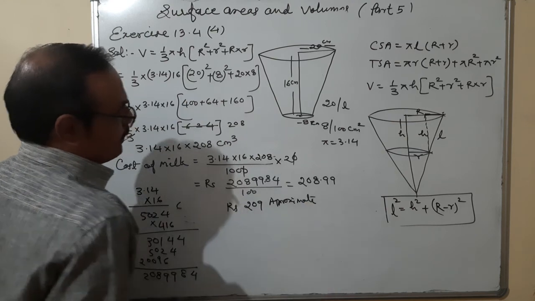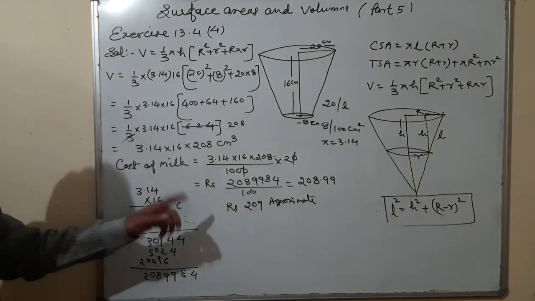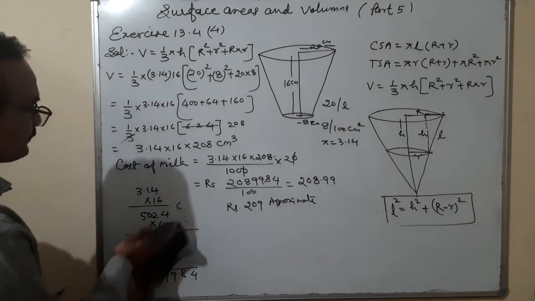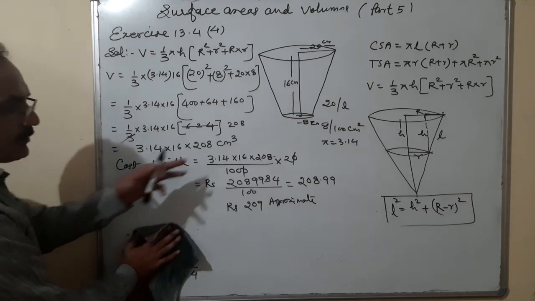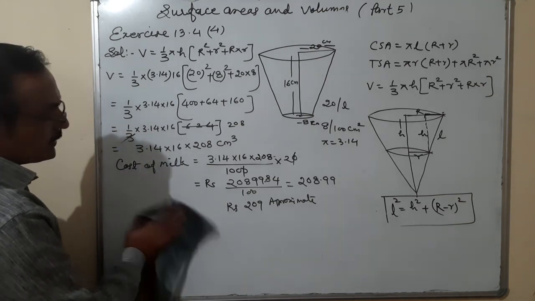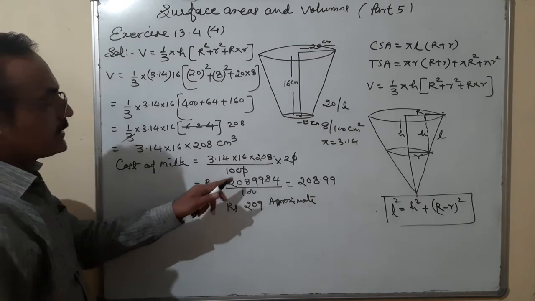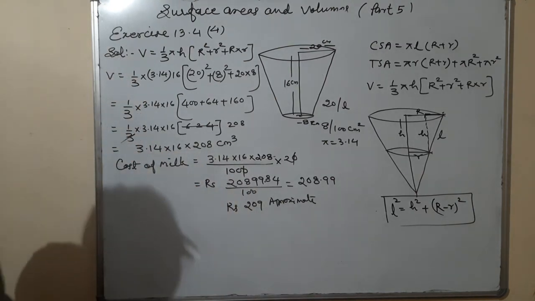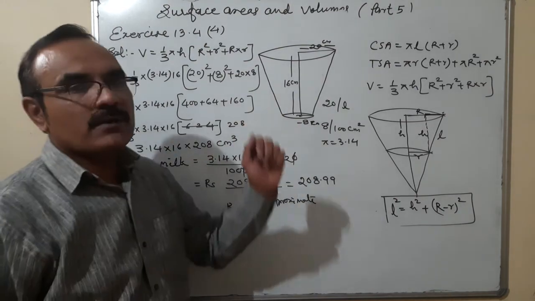Okay, 209. This is one answer, we got it, 209. After this, so this is the way by which the calculation becomes easy. You will not cancel this 100 by other terms. Simply you will keep the remaining 100 as it is, and after that you will put the decimal. That is the first part. The second part is we are going to find the cost of metal sheet.